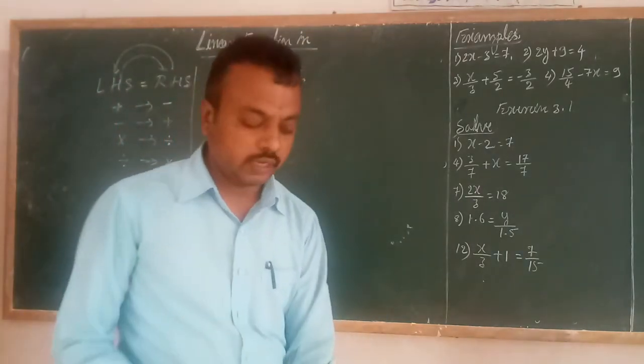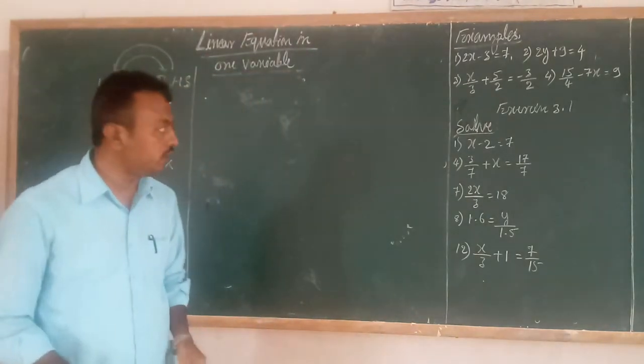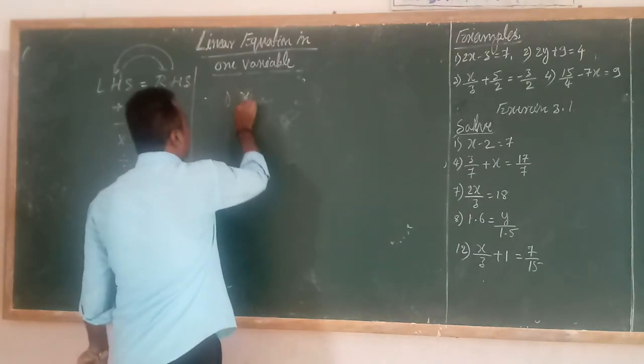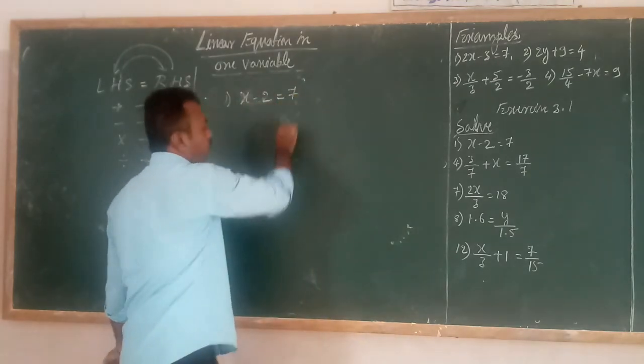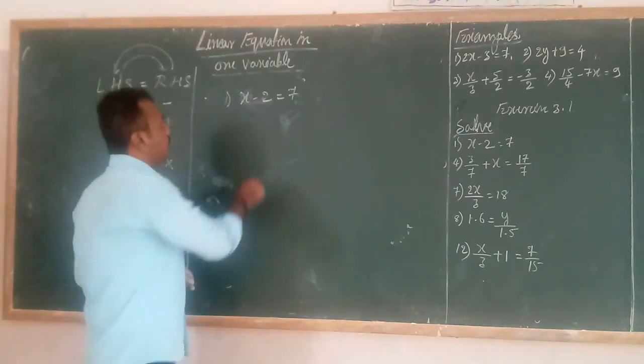So, I will solve some examples. Remaining questions you have to solve at home. Okay, students. So I will take one example. First one, x minus 2 is equal to 7. You already know how to solve these kinds of questions. So again, I will solve it once again.